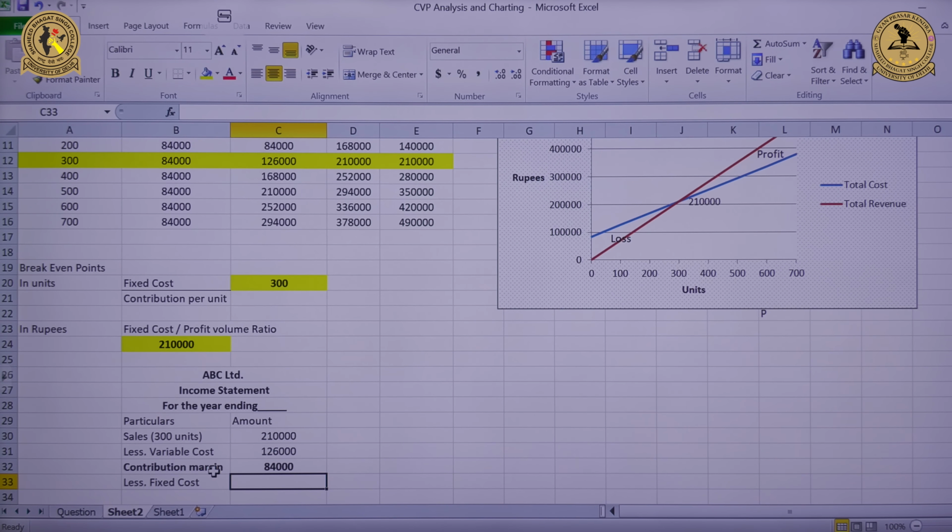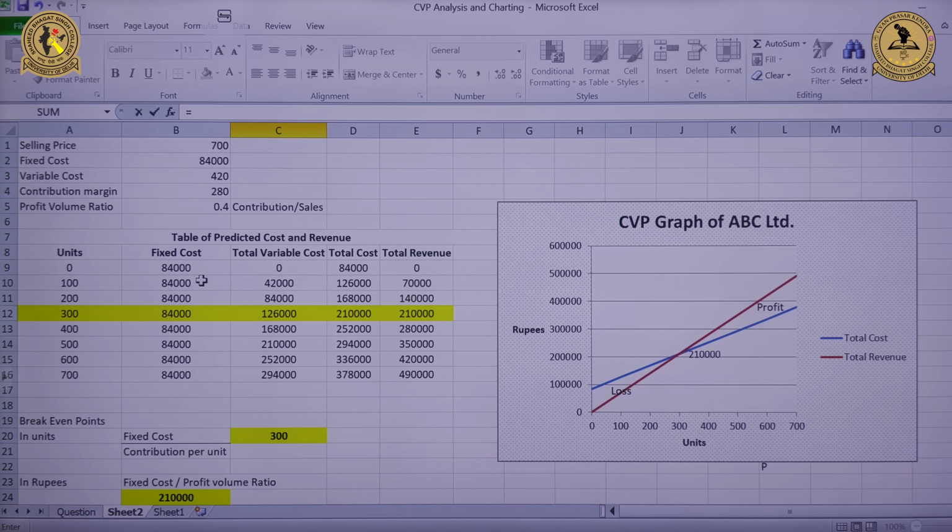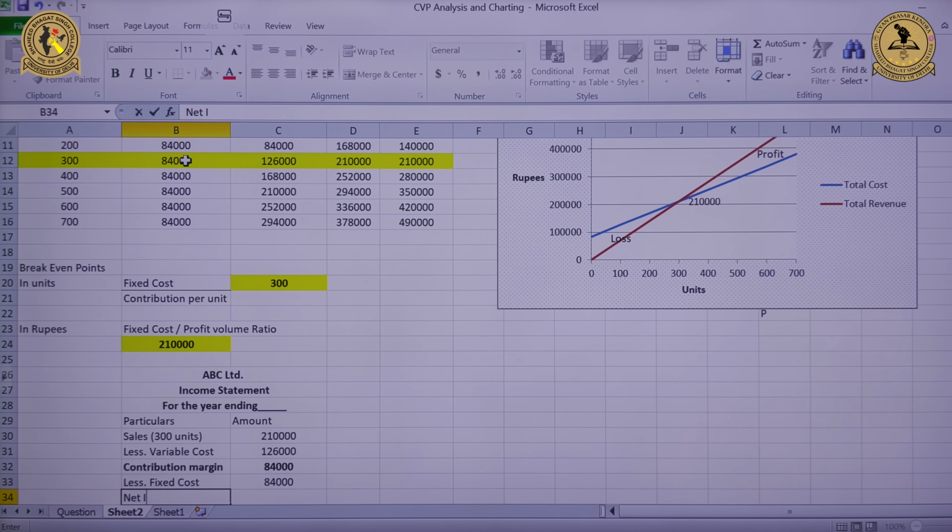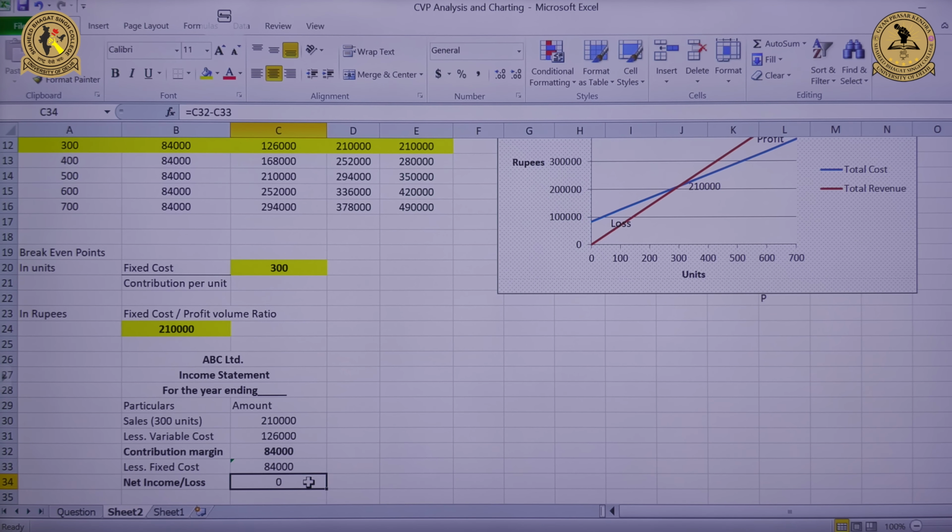Fixed cost in this case is 84,000. However, instead of simply typing this 84,000, I can select this cell also, equals to, fixed cost is mentioned here, that is 84,000. Now my net income or loss, which is equal to contribution margin minus fixed cost, and then press enter, which comes out to be 0. So in this way, I have prepared my income statement for 300 units of output.